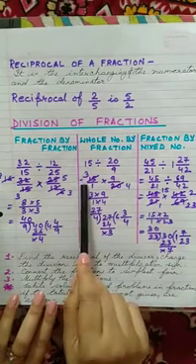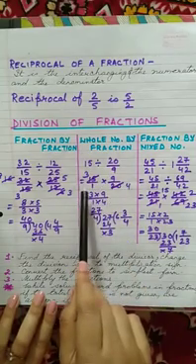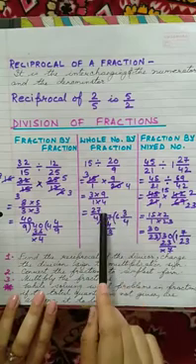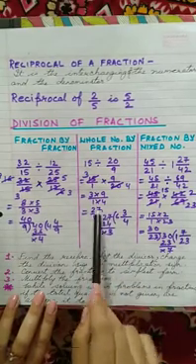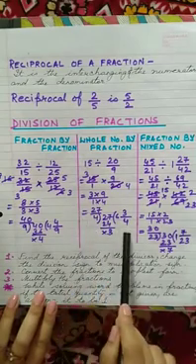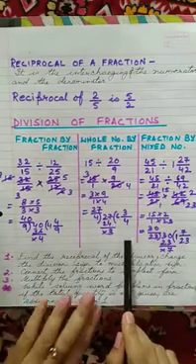So in the numerator we have 3 into 9. And denominator we have 1 into 4. So 27 by 4 is your answer, but it is an improper fraction. So we change it to mixed fraction and your final answer is 6 3 by 4.